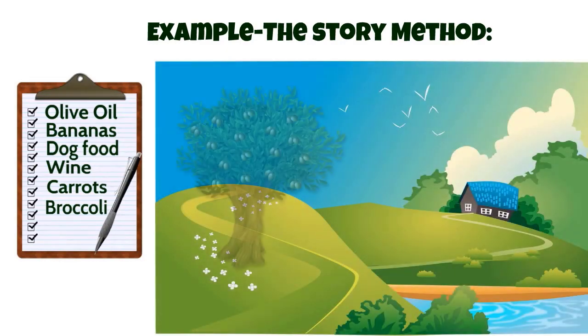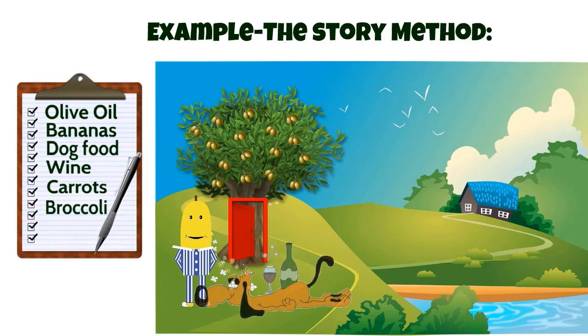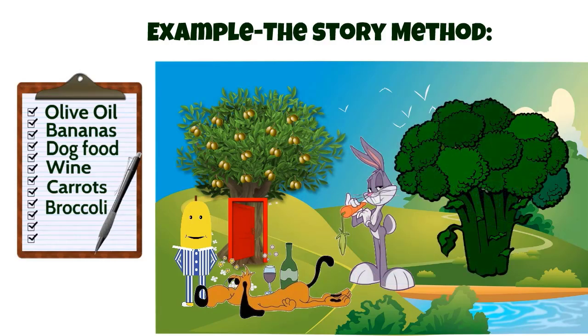Imagine yourself on a field, and there is a big olive tree in the middle. Walking out of a door in the tree is a banana, one in pajamas. It's coming out of the door to feed the dog, who holds a bottle of wine and is drunk. Next to him is Bugs Bunny, biting a carrot and asking him, "What's up, Doc? You need to take a little nap in the shade of broccoli."